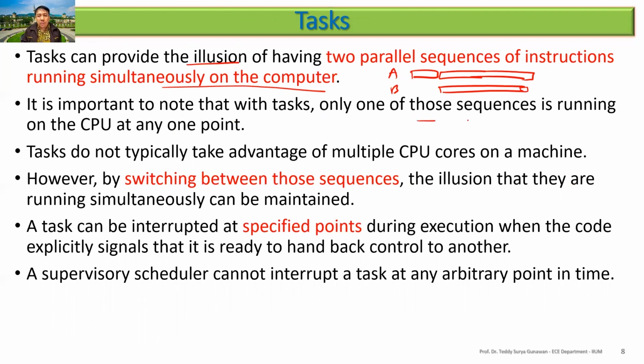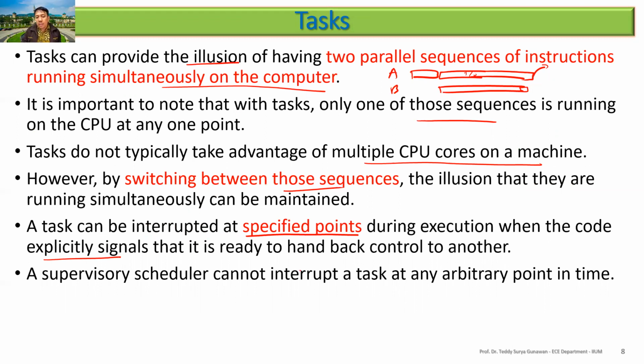Only one of these sequences is running on the CPU at any one time, and tasks do not typically take advantage of multiple CPU cores on the machine. We don't instruct A to go to core number 1 and B to go to core number 2. Rather, switching between sequences, like A to B because A is doing an I/O operation, provides the illusion that they are running simultaneously. Tasks can be interrupted at specified points during execution, when the code explicitly signals it, for example, that I have finished reading the I/O, I have finished sending the I/O.